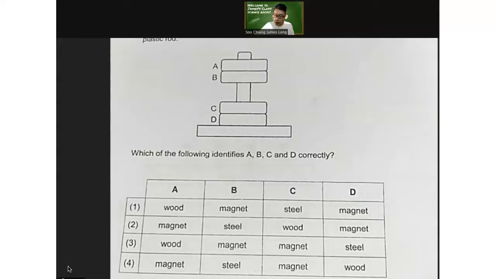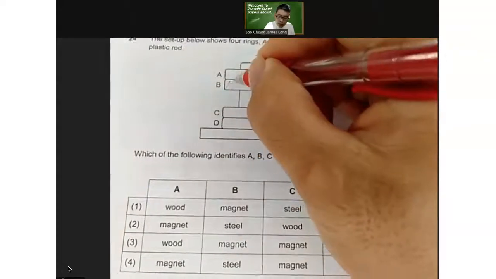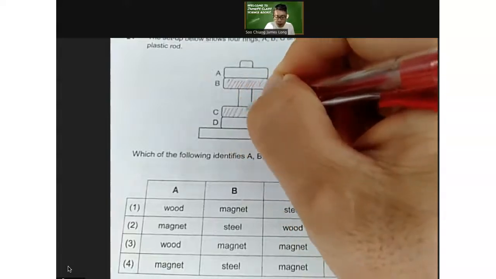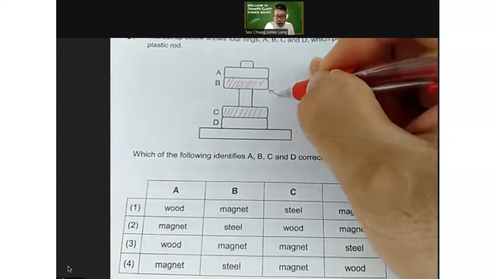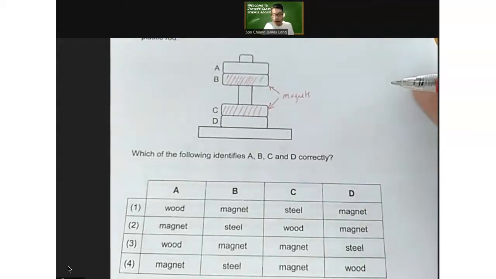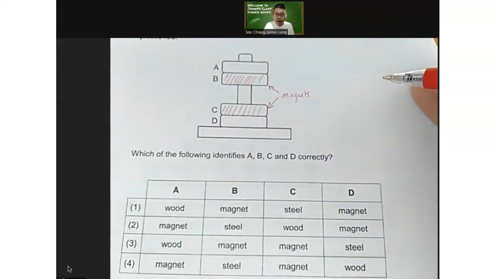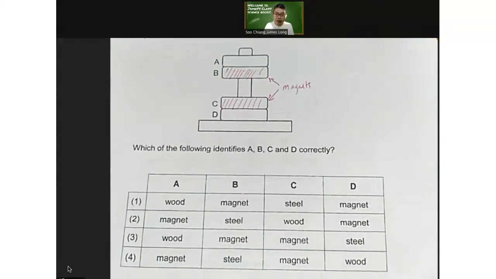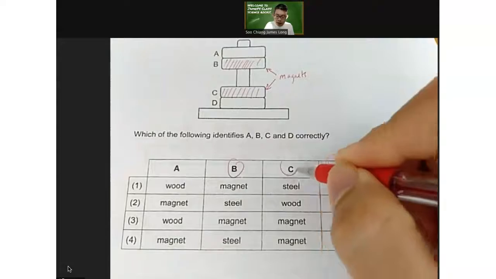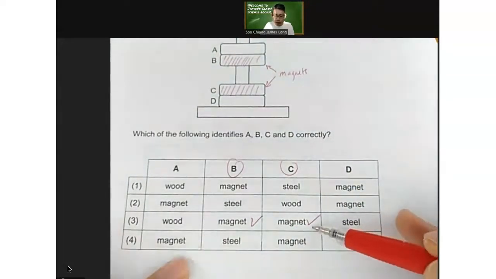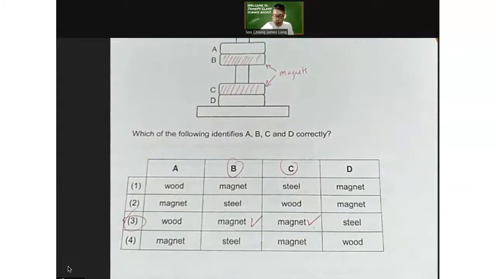Okay. Now this kind, I always pay attention to the magnets, the objects that are floating above each other. Because this tells me these two must be magnets. Because only magnets can repel another magnet. Only magnets can repel other magnets. So I know B and C must be magnets. So I will focus on these two first. Magnet, magnet. These are the only two options with magnet, magnet. So answer is 3. Okay.